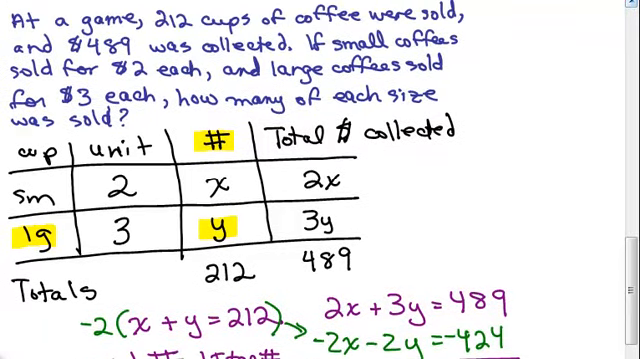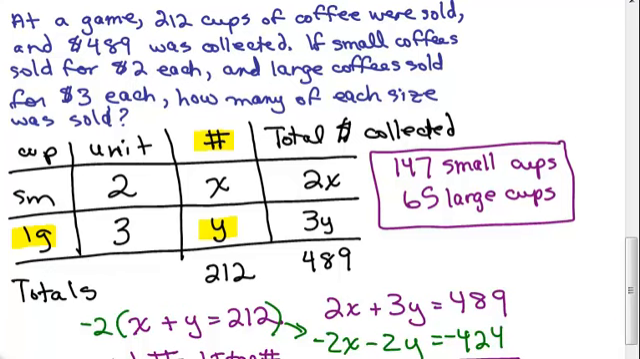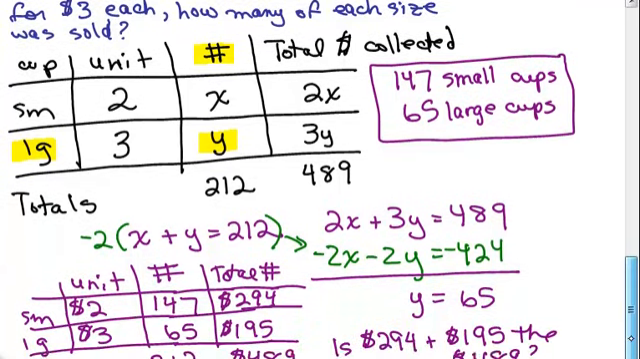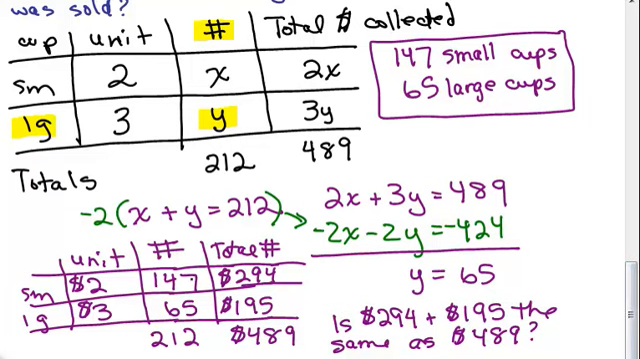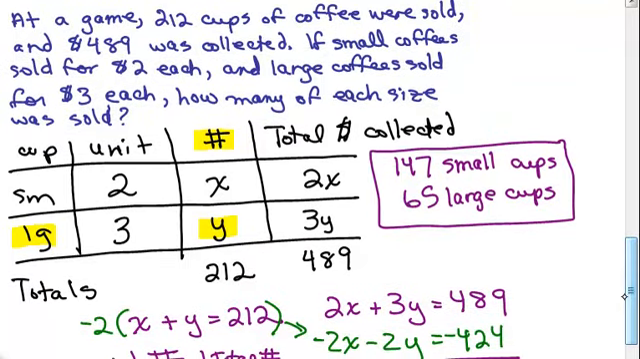So how many of each size? So we ended up with 147 small cups were sold. And we had 65 large cups. And remember where I got that. Just you can't see it. Remember, it was right here. There was the 147 and the 65. And we checked it. So all is well, and there we go.